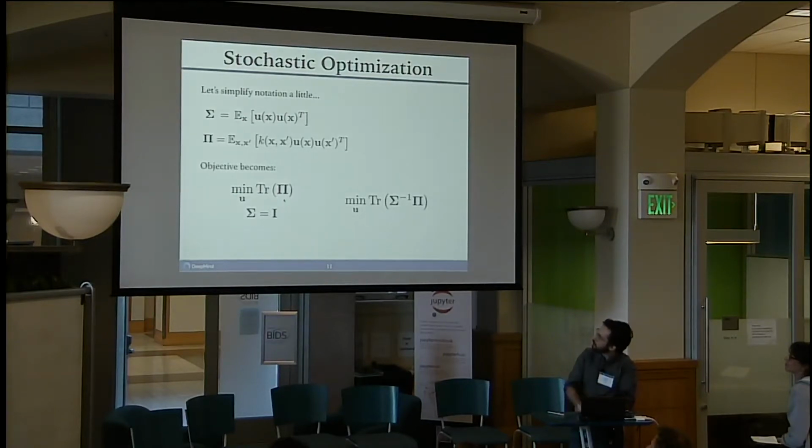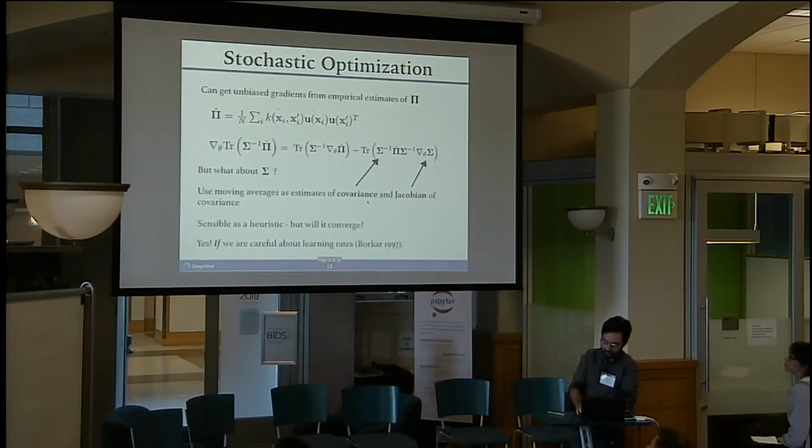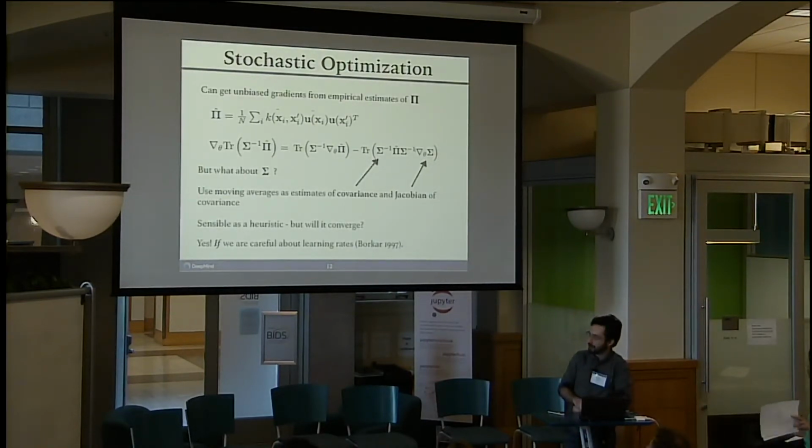So I'll just clean up the notation here so that it's not an entire screen full of equations. Basically, we say the constraint on the covariance of the features is sigma, and then this quadratic objective is pi, and then our objective is just to minimize the trace of this product. And the gradient, if you estimate it from mini batches, has this form. We can plug in mini batches for pi, and if we had the true sigma, we would still have an unbiased gradient. But if we just plug in a moving average for sigma and the Jacobian of sigma, we're able to get a much lower bias in our gradients.